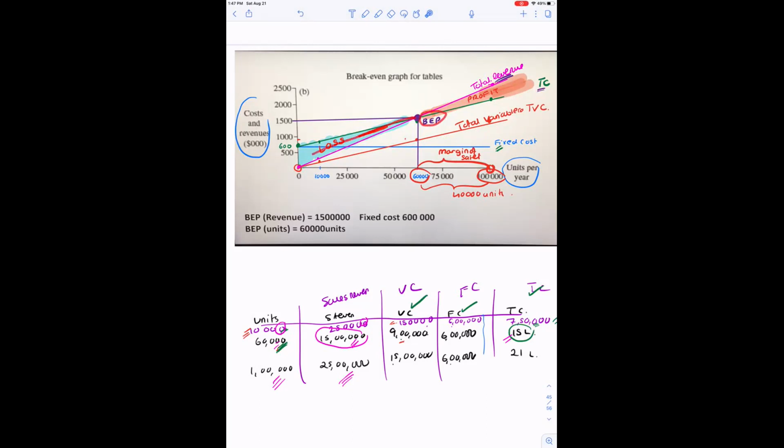Anything which is below the break-even point, which lines you will take? You will take the lines of your total cost, which is green, and total revenue, which is pink. Anything below the break-even point will give you loss. Anything above the break-even point will give you profit. Anything extra that you sell over and above the break-even point, that is you're selling 1 lakh units, is your margin of safety.